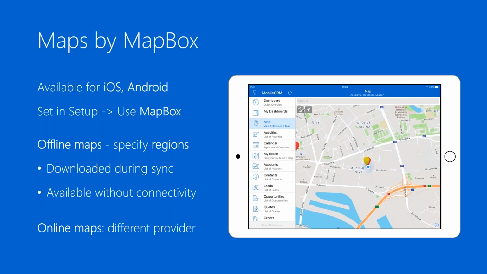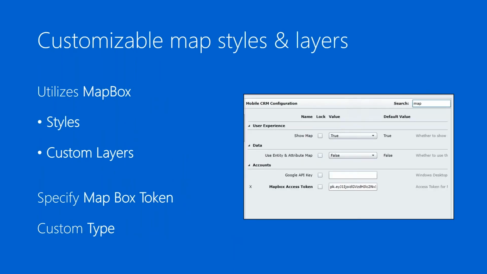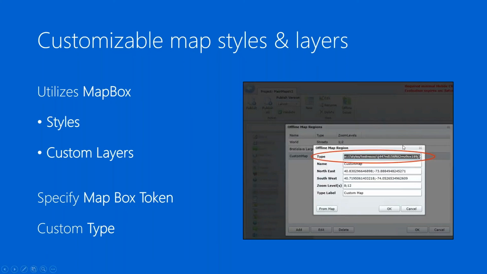But what's also interesting is that these Mapbox maps can be used also online with connectivity, and they provide a different set of maps, which can be utilized also for our use case. So we want to have custom map styles and additional layers on top, and that can be done with Mapbox. There are two things which you need to do. Obviously, you need to set this up in Mapbox. I will show you what I have done. But additionally, you have to provide the Mapbox access token in the configuration and specify your custom type when specifying the offline map regions. But we'll get to that in the demonstration.